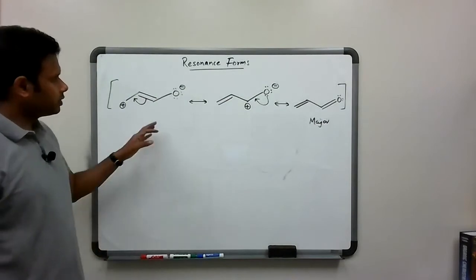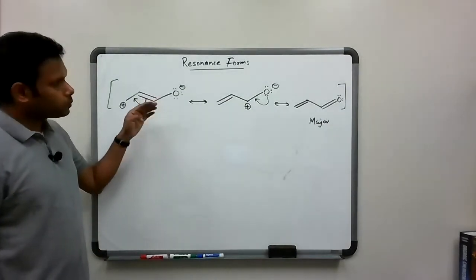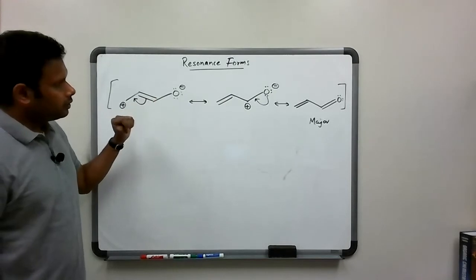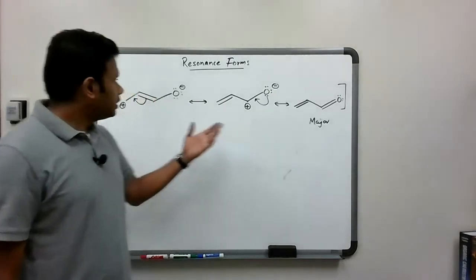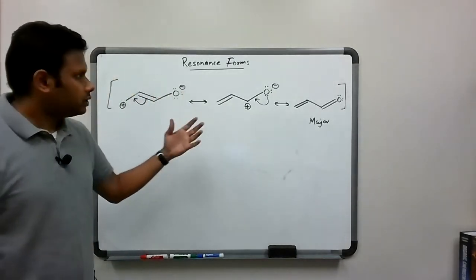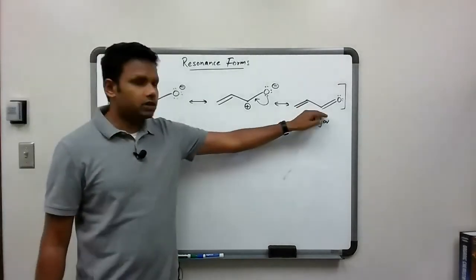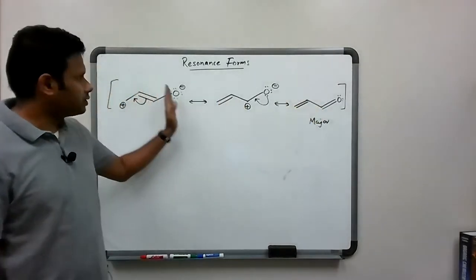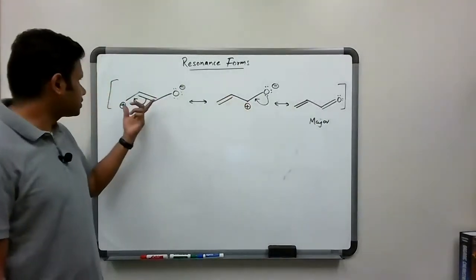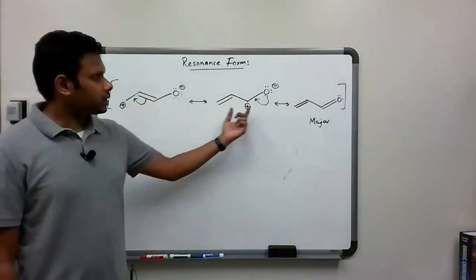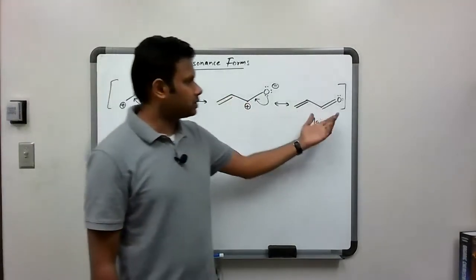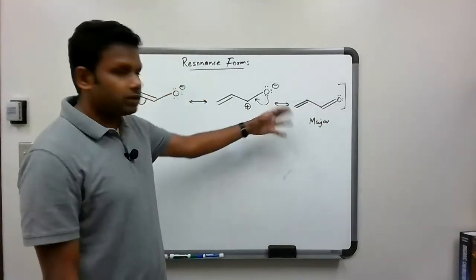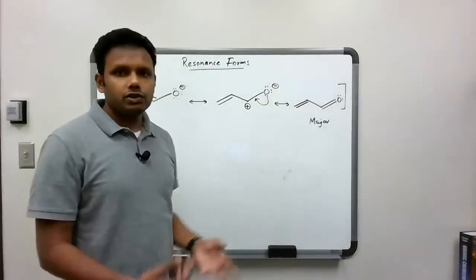And similarly, the other thing that you can look at is the formal charges. Notice how also in this third structure, we've minimized the number of formal charges. The first structure had 2 formal charges. The second structure had 2 formal charges. The last structure has 0 formal charge. So that also makes it a major resonance form.